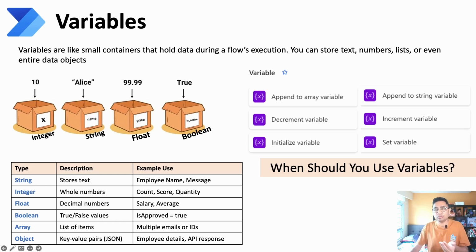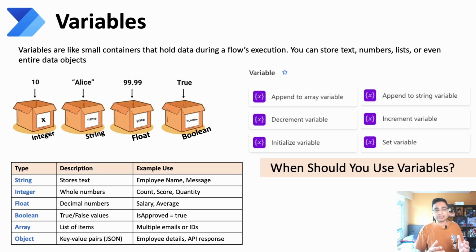Boolean, if you are going to store true or false, making some decisions, then you need to use Boolean for those kinds of things, like is approved is equal to true. So for those you can use Boolean. Then there are array and object. I don't want to touch them over here. I will come to them later in the video, so stick with me.